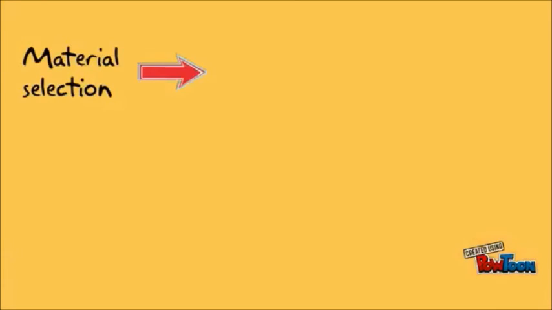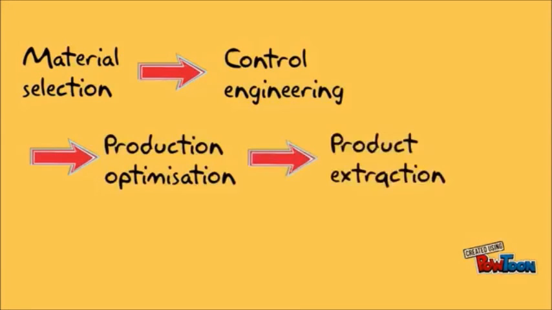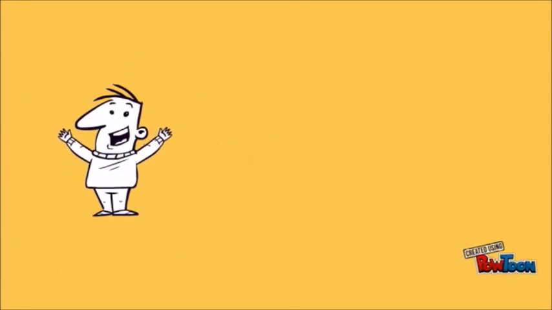Phew, that's intensive! But you have just learned the 5 key stages in plant design, which are material selection, control engineering, production optimization, product extraction, and waste management. And congratulations, you have just designed an ammonia plant on your own.